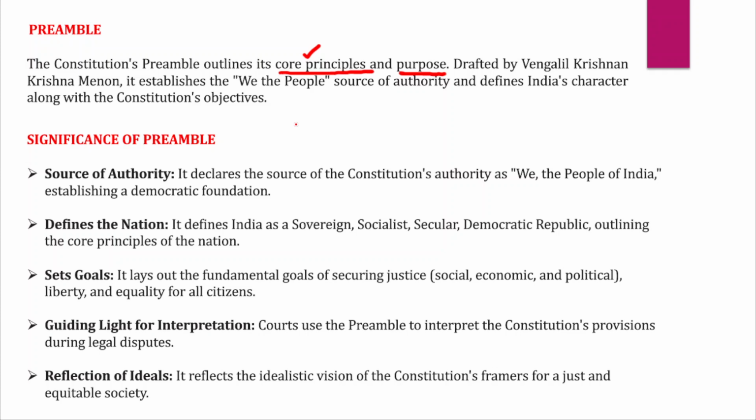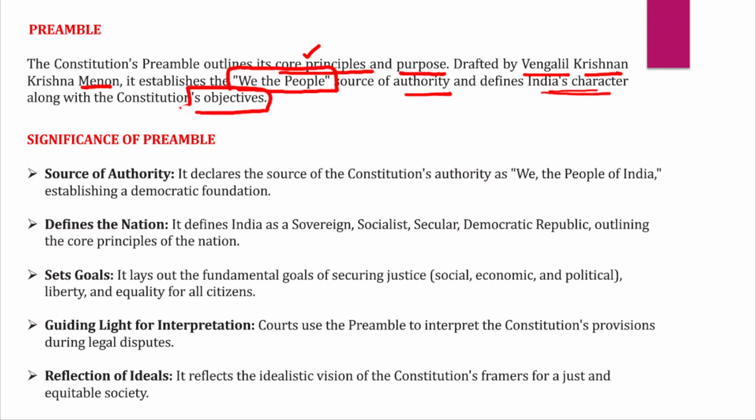However, this preamble has been drafted by Vengalil Krishnamohan. So he is the person who drafted the preamble of the Indian Constitution, and it establishes "we the people" as a source of authority, and it also defines India's character along with the Constitution's objectives. Right? So India's character is a sovereign, socialist, secular, democratic republic. Along with it, it also provides the objectives of the Indian Constitution.